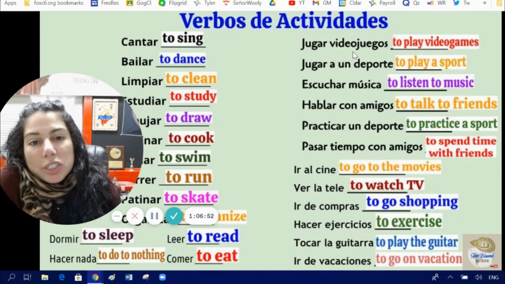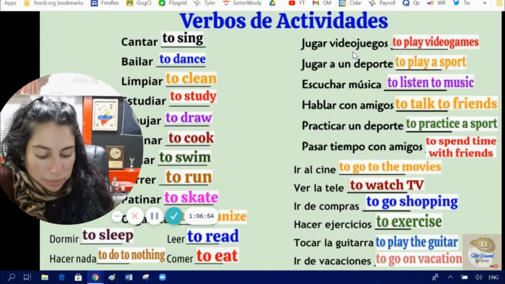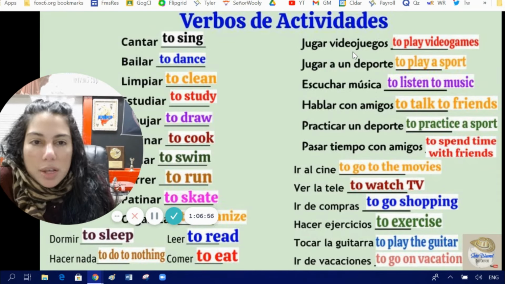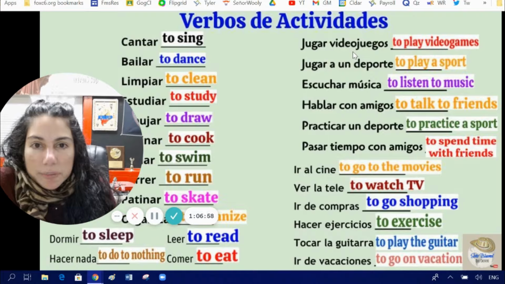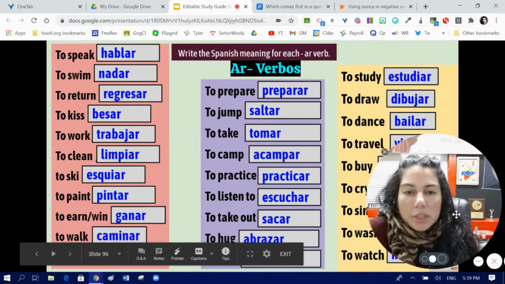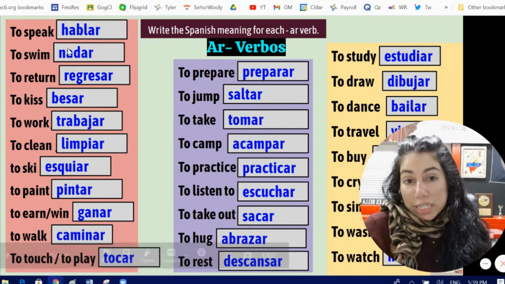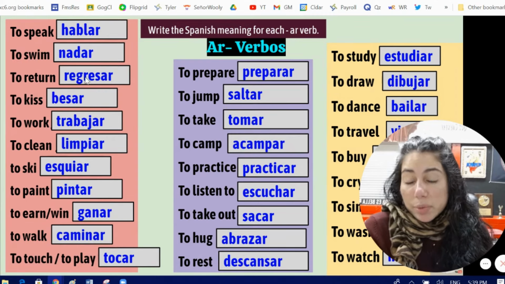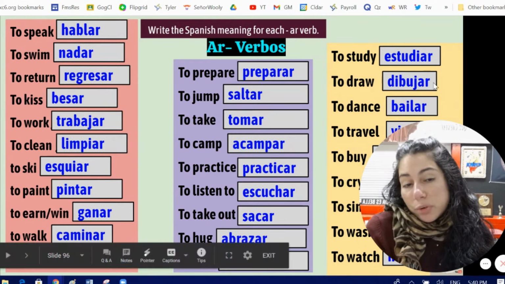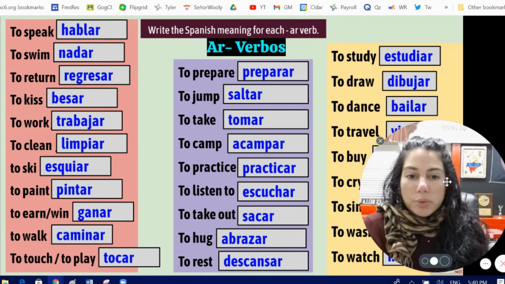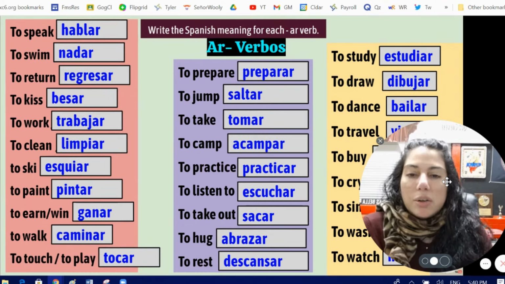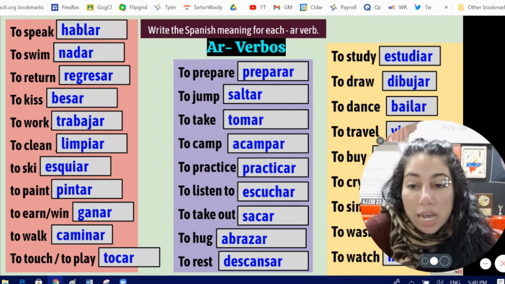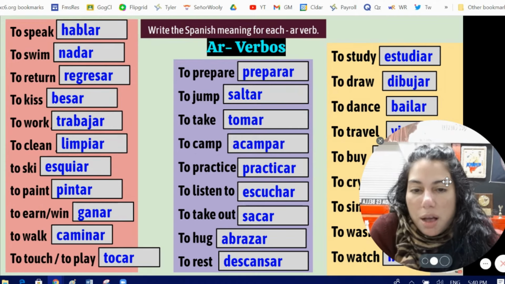Ir de vacaciones, to go on vacation. Okay, so make sure you write this down and review them. In your study guide, you have to write down the meaning of each AR verb. So I gave them here for you. They're right there. So if you want to pause the screen or pause the video so you can write down what each means, I'll go over the pronunciation for you.